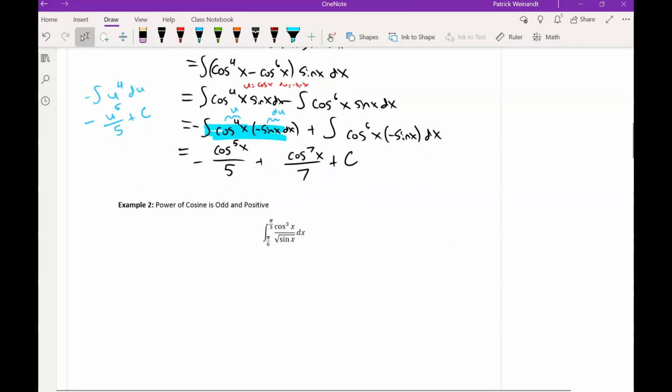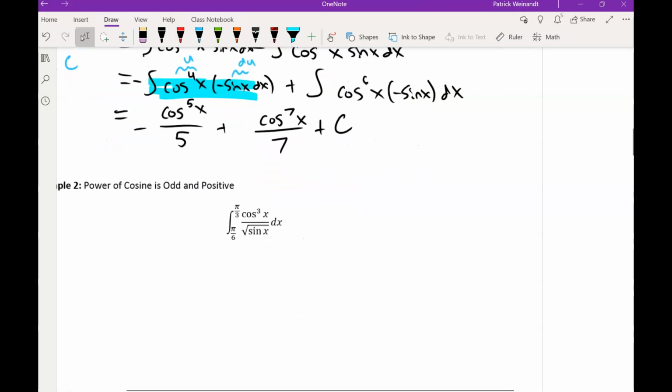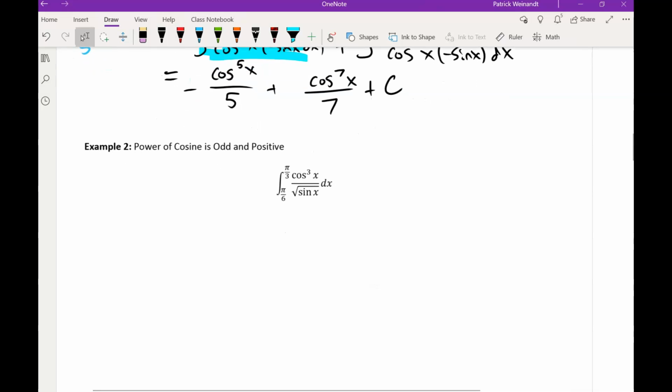So when the power of cosine is odd, well, if you look here, what about this square root of sine of x? Now, that might seem like it would throw us off, but really, this is what we want. Since the cosine of x is being raised to the third power, since it has an odd positive power, we're going to look at rule number 2, which tells us that we want to get everything in terms of sine and then leave one cosine. This is going to be guideline 2.